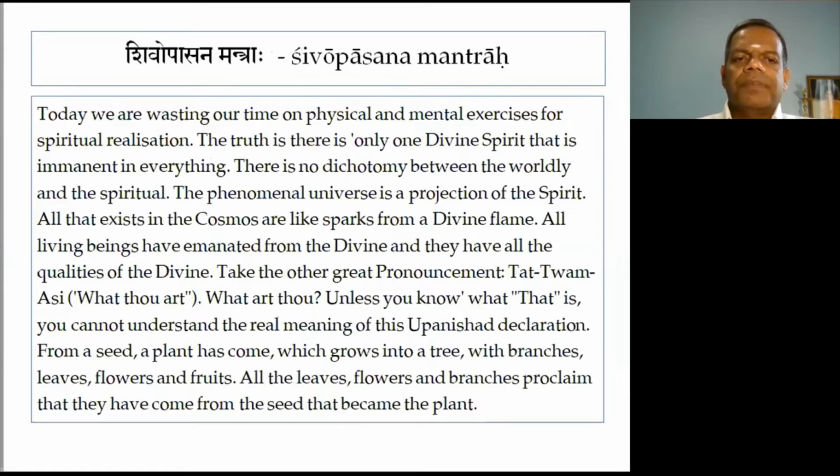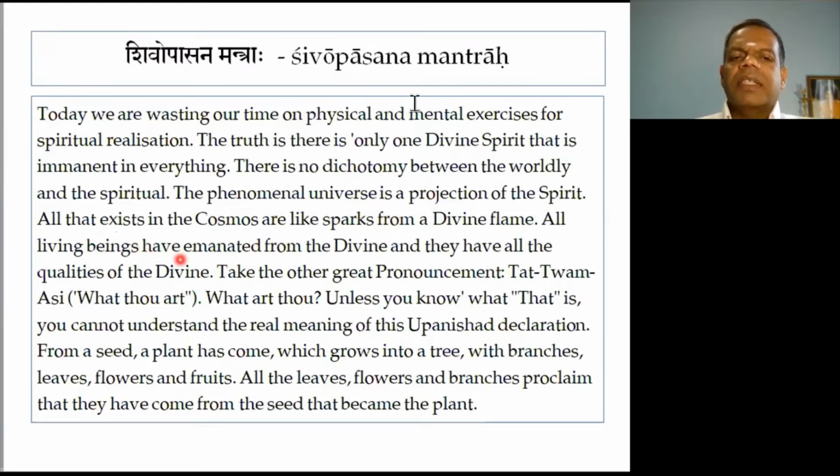I will just read. Today we are wasting our time on physical and mental exercises for spiritual realization. The truth is, there is only one divine spirit that is immanent in everything. There is no dichotomy between the worldly and the spiritual. The phenomenal universe is a projection of the spirit.